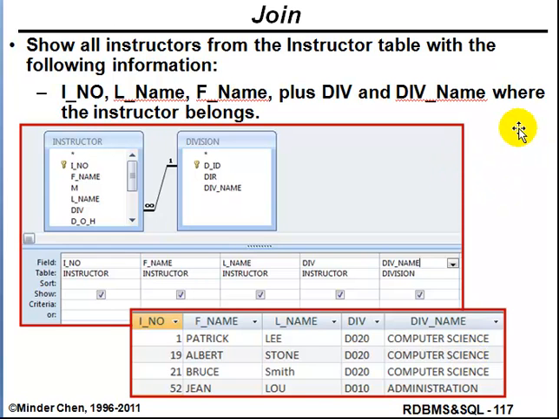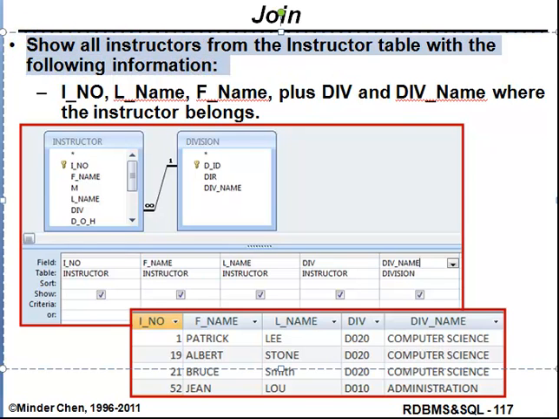And so we're going to use Access to demonstrate how you may create a join operation between two tables. This is the kind of question that we need to answer by issuing a query. We want to show all instructors from the instructor table, with the following information: instructor number, instructor name, last name, first name, plus the division ID, called div here, plus the division name.